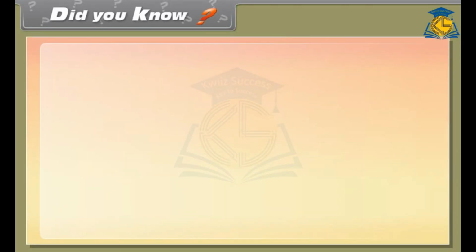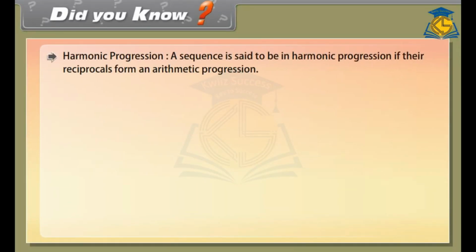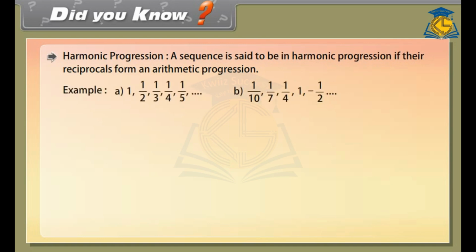Did you know? Harmonic progression. A sequence is said to be in harmonic progression if the reciprocals form an arithmetic progression. Example: 1, 1 by 2, 1 by 3, 1 by 4, 1 by 5, and so on. 1 by 10, 1 by 7, 1 by 4, 1, minus 1 by 2, and so on.